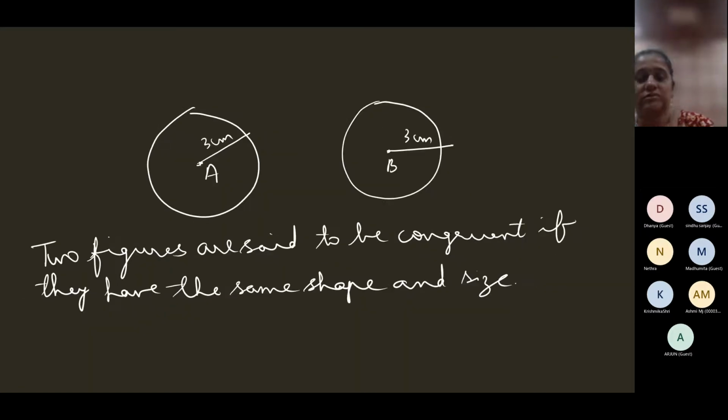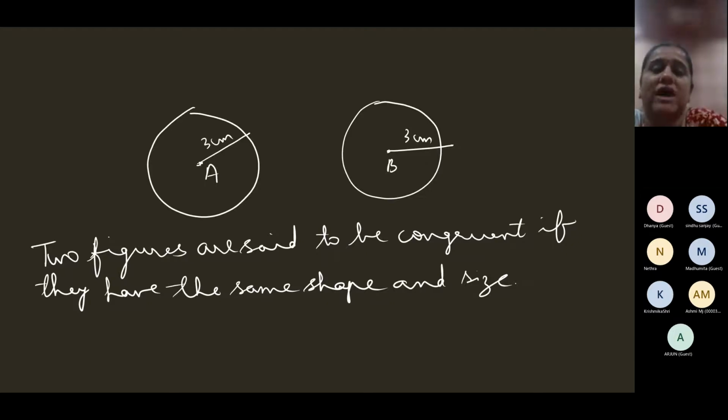All right. There's the next one. These are just kind of notes. If you're interested, you can take them down. So these are two circles with centers. There's one circle with center A and radius 3 centimeters, another circle with center B, but the same radius 3 centimeters. So the circle with center A is congruent to the circle with center B because they have the same radius.